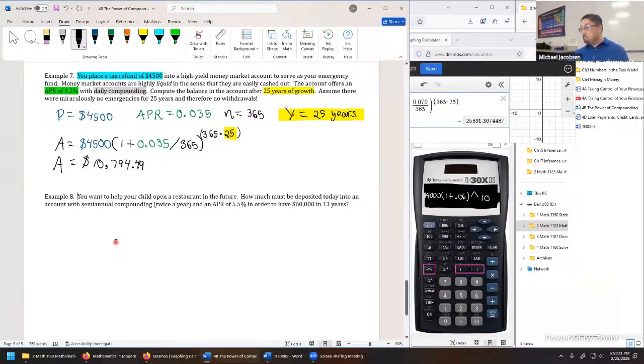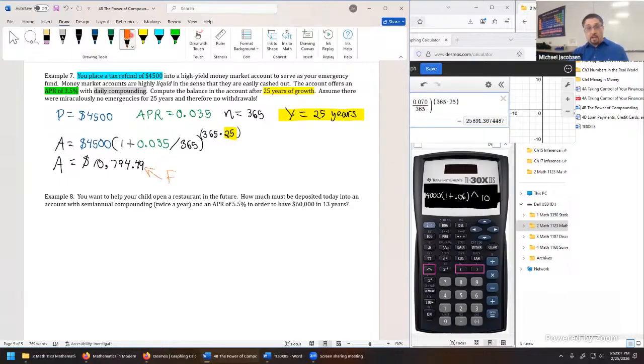It says, you want to help your child open a restaurant in the future. How much must be deposited today into an account with semi-annual compounding, so twice a year, with a nice APR, so maybe this is a CD or some money market fund, or mutual fund rather, in order to have $60,000 in 3 years. So this one's interesting because we think of the principal as being the present value, the amount here as the future value.